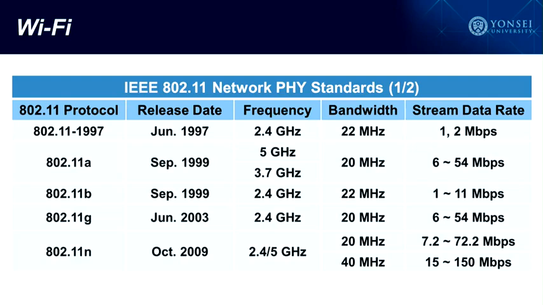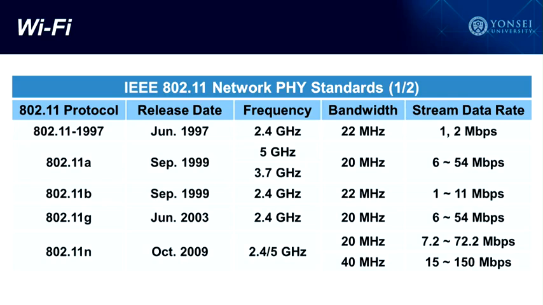The frequency range was focused at 2.4 gigahertz, and the bandwidth was 22 megahertz. The stream data rate was 1 or 2 megabits per second. The next one that came out was the 802.11a and b, and these were released in 1999. Now, the 802.11a is capable of 5 gigahertz and 3.7 gigahertz. Their bandwidth is 20 megahertz, and the data rate increases are really what are interesting. They are able to go from 6 all the way up to 54 megabits per second.